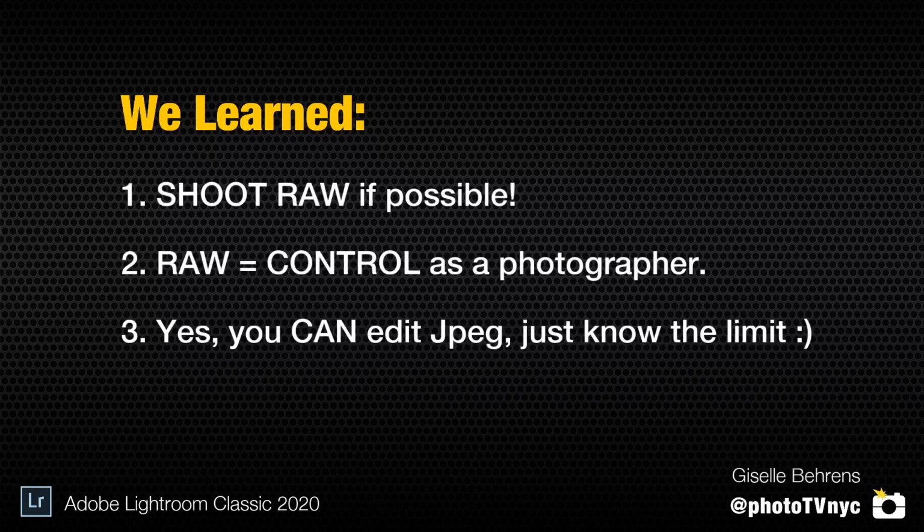What we learned, number 1, shoot raw if possible. Number 2, with RAW, you have control as a photographer, and as photographers, we want to have full control over the story we're telling with our image to our spectators. And number 3, yes, please, if you do have a JPEG, it's better than nothing. You do have a JPEG, that's awesome.